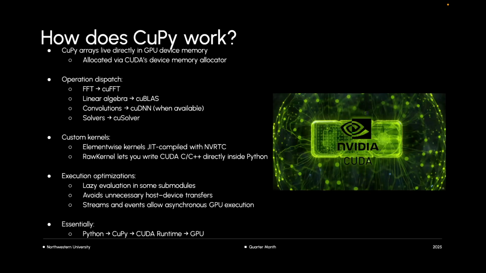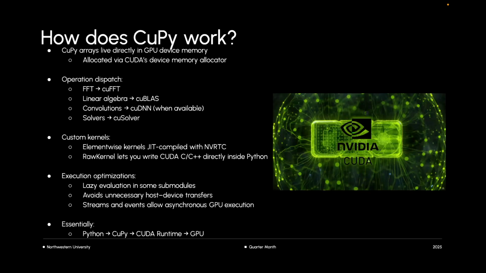Additionally, CuPy also supports custom GPU kernels for simple element-wise operations. CuPy can just-in-time compile a kernel at runtime using NVRTC, which is CUDA's runtime compiler. And for more control, CuPy exposes a raw kernel API that lets us embed CUDA C or C++ code directly into Python, giving us full low-level control while staying inside the CuPy ecosystem.